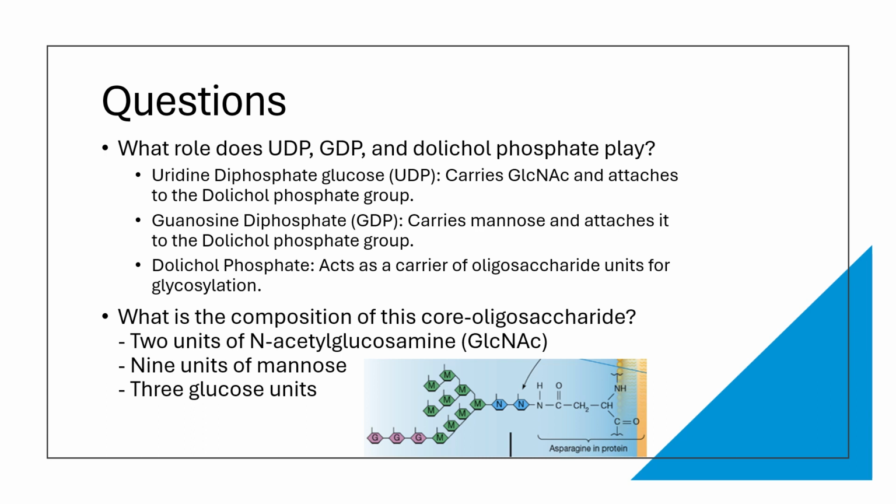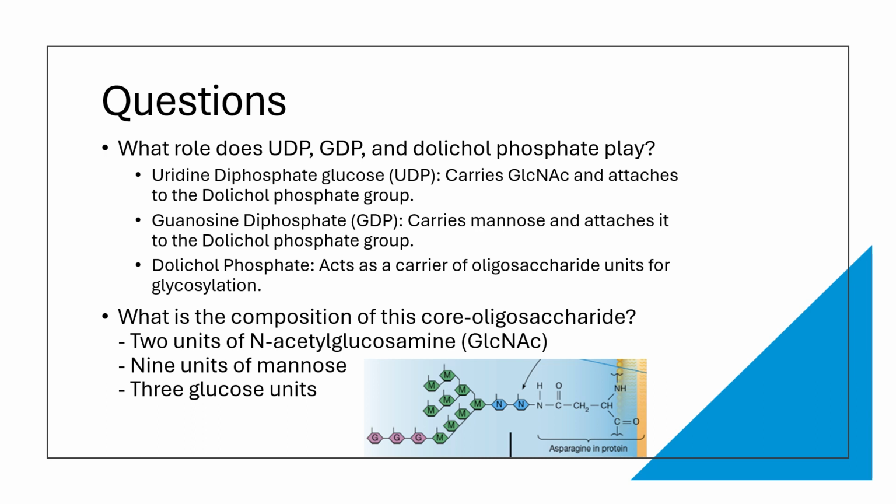The first question was, what role do UDP, GDP, and dolichol phosphate play? Uridine diphosphate glucose, or UDP, is basically what carries the N-acetylglucosamine and attaches it to the dolichol phosphate group, as you kind of saw in the figure. Guanosine diphosphate, or GDP, carries mannose and attaches it to the dolichol phosphate group. And then finally, dolichol phosphate acts as the carrier of the oligosaccharide while it's going through the process of glycosylation.